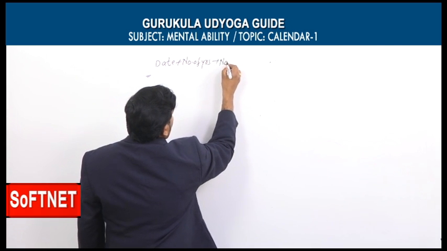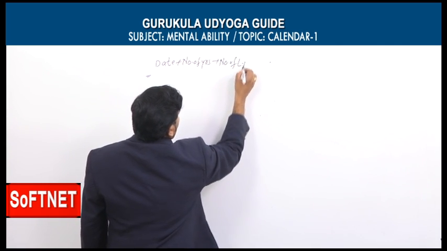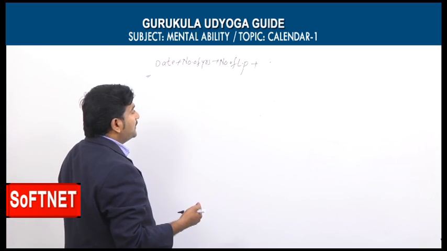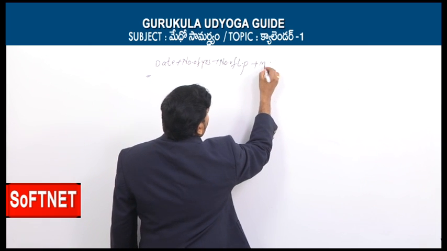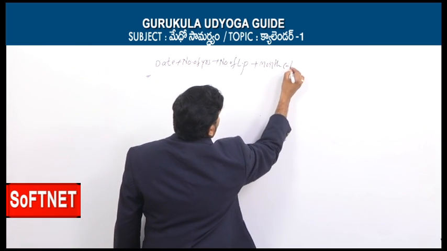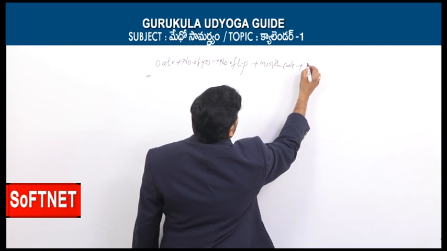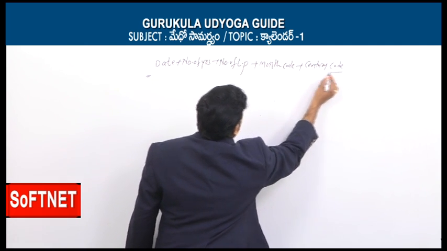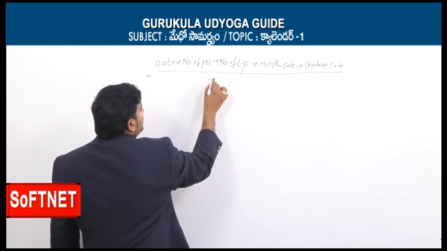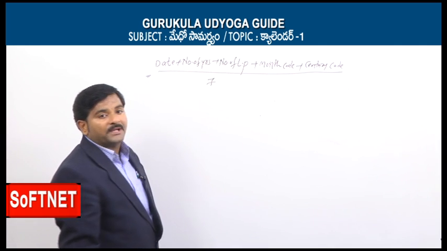After that, number of leap years. Date plus number of years plus number of leap years, and month code, plus finally century code. So all these 5 parameters should be added and it must be divisible by 7.